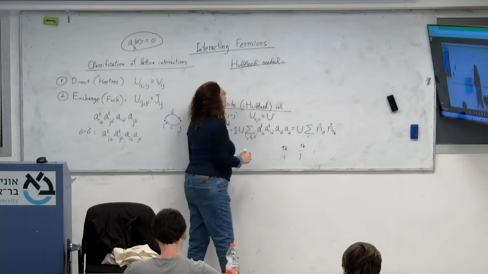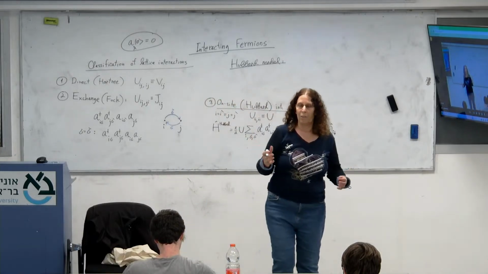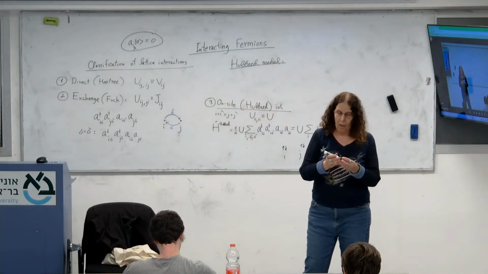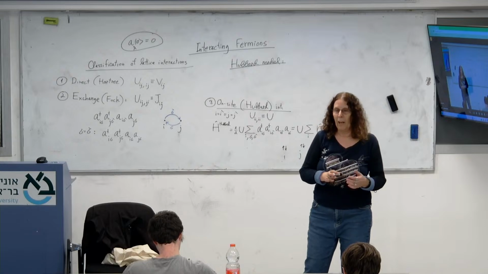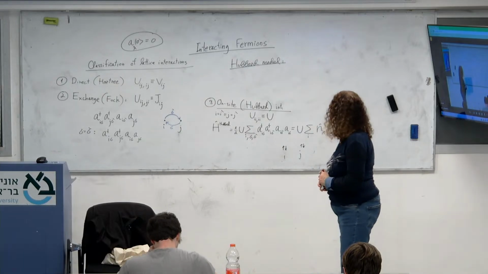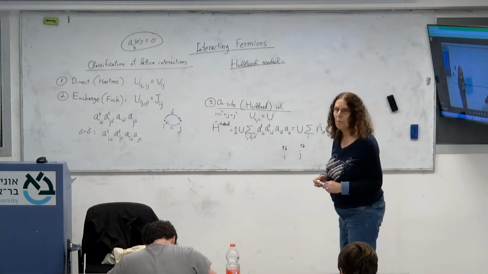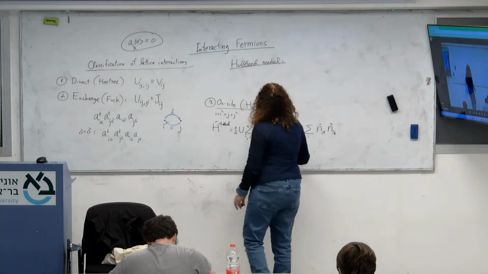Which is sort of the simplest strongly interacting model you can write down, that is really non-trivial, and it can give you a lot of interesting physics depending on the ratios between its parameters. What is the Hubbard model?